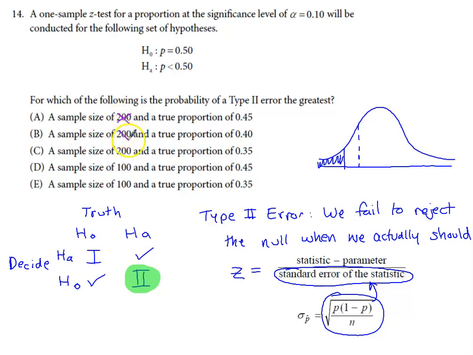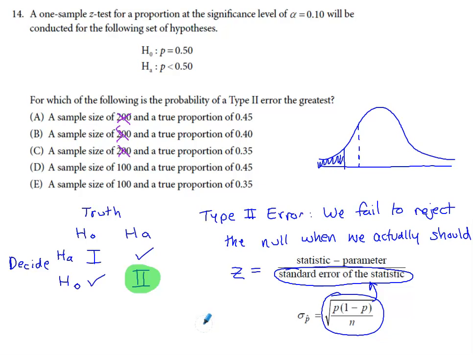So we are going to be able to eliminate any of these values with the larger sample size of 200. Now, options D and E both have the same sample size, so we're going to have to look at the true proportions in order to get the conclusion here.